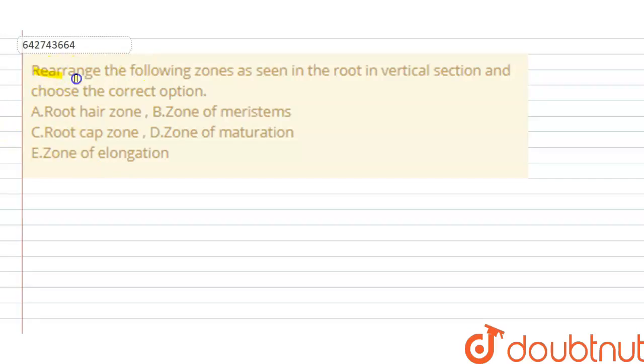Hello everyone. So the question says: rearrange the following zones seen in the root in vertical section and choose the correct option. Alright, so we have to arrange these zones that are present in the roots. Now we'll do this question with the help of the diagram.